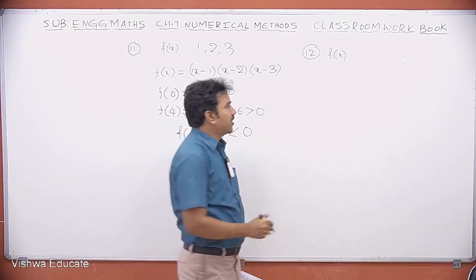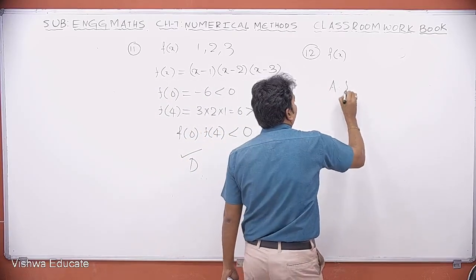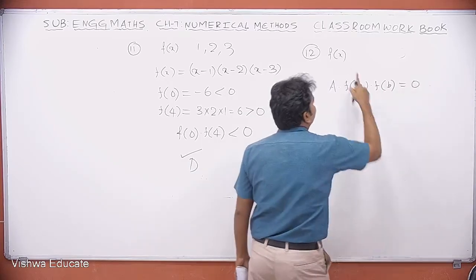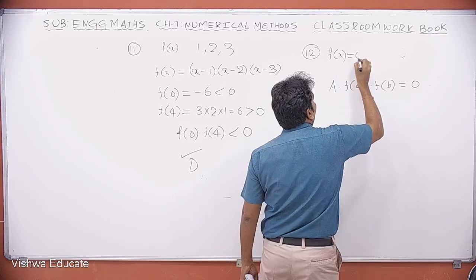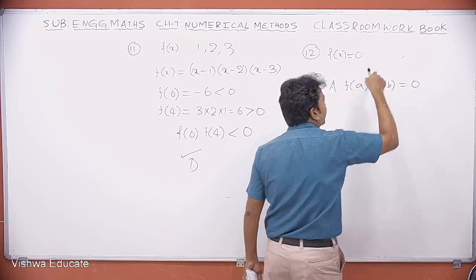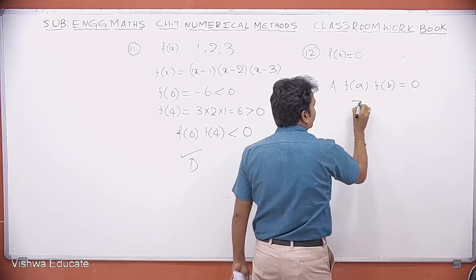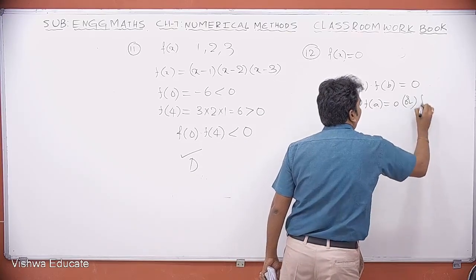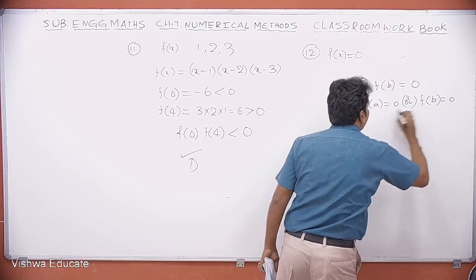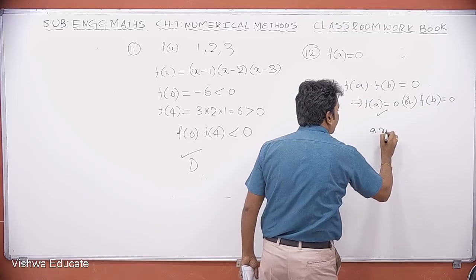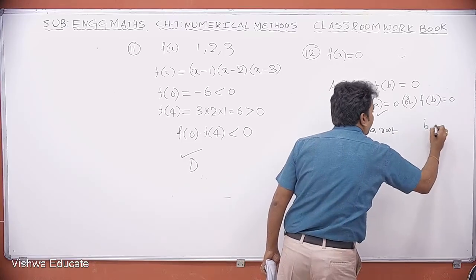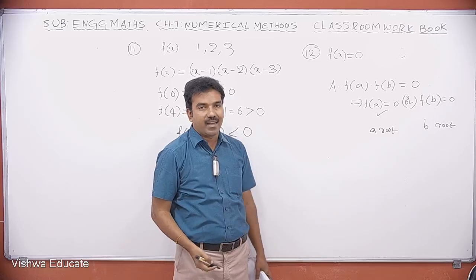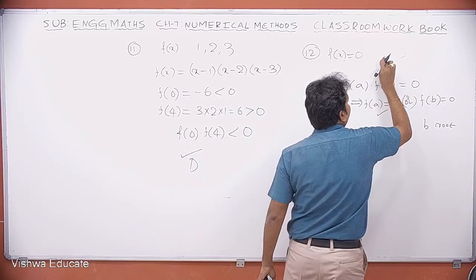In the first option it is given as f of a into f of b equal to 0. It is given that the equation f of x equal to 0 has no root in this interval. Whenever this happens, it implies either f of a equal to 0 or f of b equal to 0. If this happens, a is a root. If this happens, b is a root. But it is given that this has no root in the closed interval [a, b]. A and b are included in this interval.